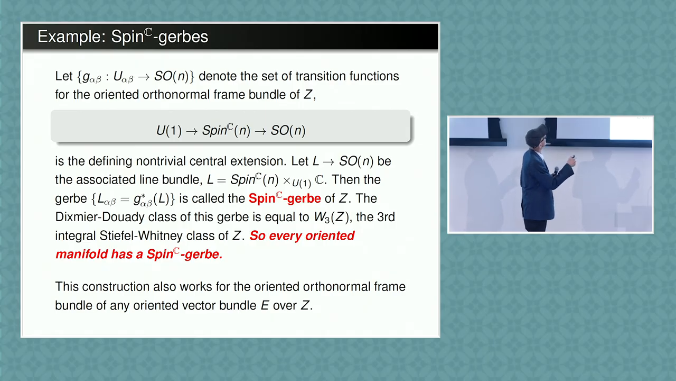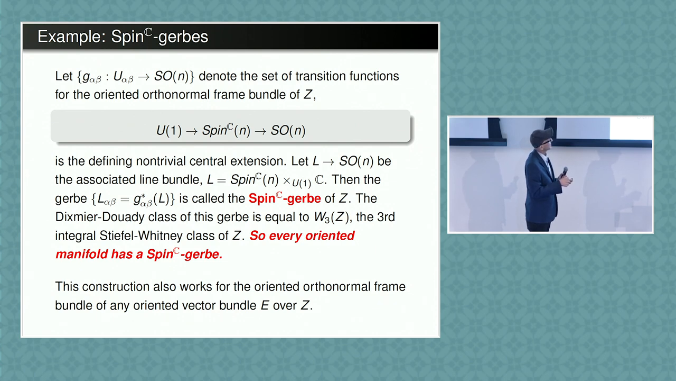Okay, so here's an example. This is a spin-c gerbe. So if you have g alpha beta from U alpha beta to SO(N) denoting a set of transition functions of the oriented orthonormal frame bundle of Z, then recall that this SO(N) has a central extension given by the spin-c group. It's the non-trivial central extension.